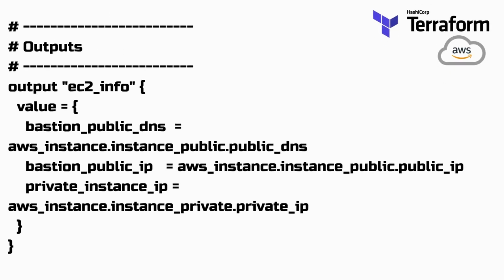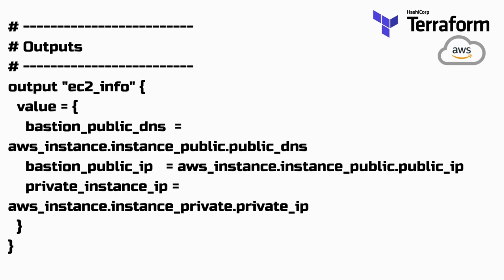In the final portion of my code file, I define an output block. Outputs in Terraform are essentially a way to display or export important information after resources have been created. They make it easy to reference values without having to manually look them up in the AWS console. Here, the output block is named EC2_info. Inside, we've created a small map that collects 3 key pieces of information.